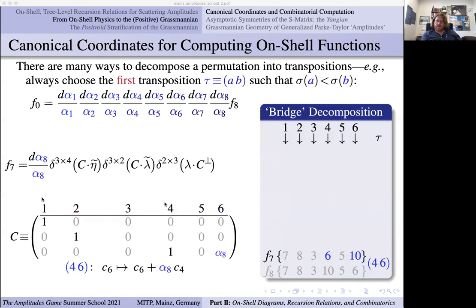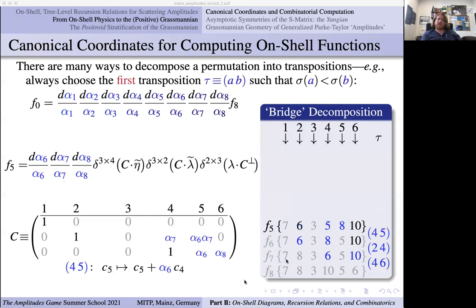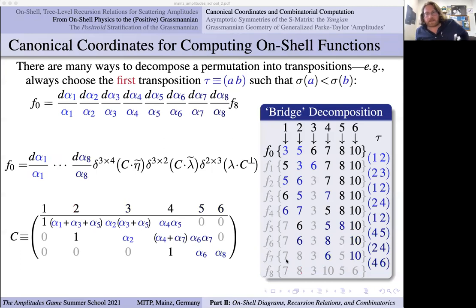So it's d alpha 8 over alpha 8, d log alpha 8 if you'd like, times this, with this matrix now. And then as we add another bridge, we shift column 4 by column 2. So column 2 was 0, 1, 0. We add that to column 4 and we get that. And we keep going. And thereby we build up this big matrix. And it depends on 8 internal degrees of freedom.